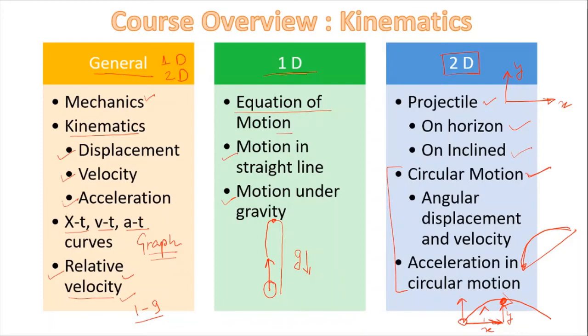Here there will be 3 lectures for 1D, and the rest of the lectures will be for 2D. So total 17 lectures are there. 9 plus 3 is 12. That means 5 lectures are going to be in 2D. Fine. In 2D, 5 lectures will be there, and out of 5, 4 lectures will be on projectile. 1 lecture will be there for circular motion.